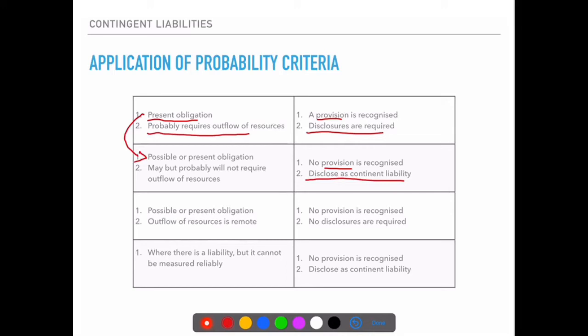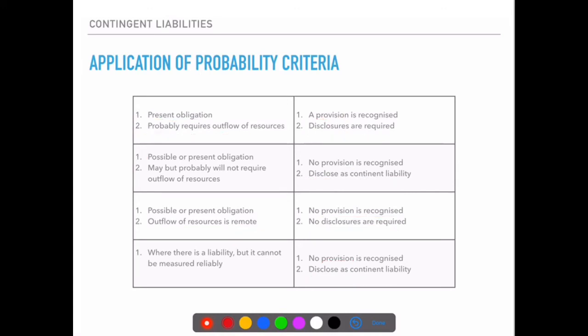If there is a possible or present obligation, however, the outflow of resources is remote, no provision is recognized, no disclosure is required. And lastly, this one's quite rare, where there is a liability, but it cannot be measured reliably, no provision is recognized, and it is disclosed as a contingent liability.